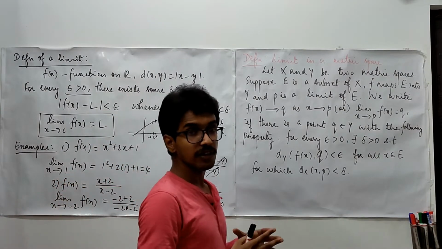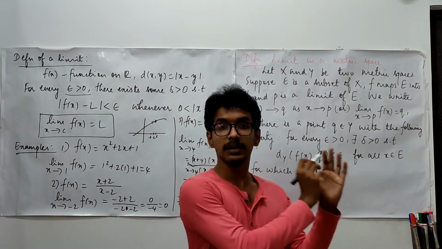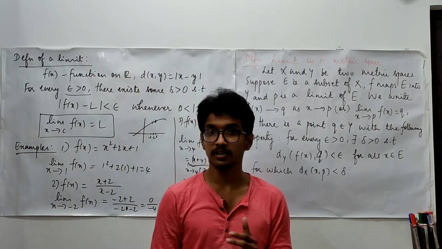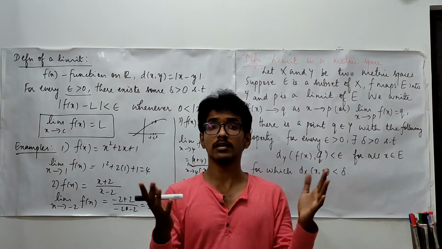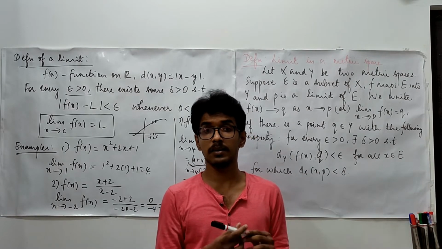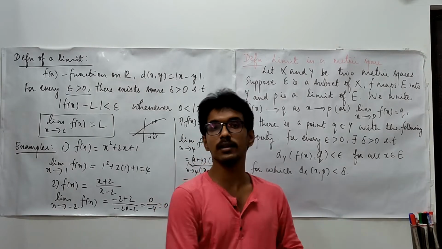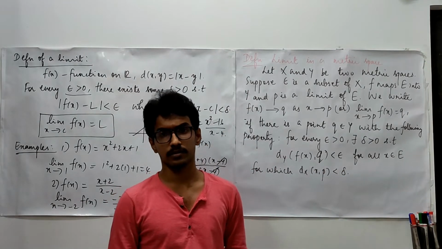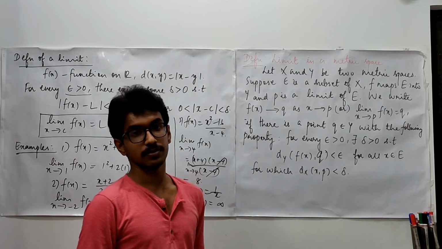If we have to extend it to a general metric space, in the sense it may be Euclidean space, or a discrete metric space, or a space with a metric induced by some other metric, or the space of all continuous functions, the space of bounded sequences, it may be anything, how do we define a limit in a general metric space?